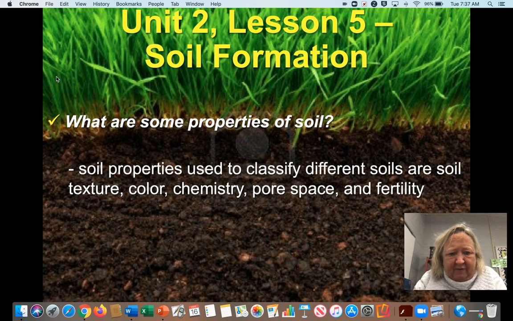with rocks, how it feels, the color, the chemistry, which we'll get to later, pore space, which I'll explain later, and what's called fertility, which means how crops or vegetation grows.